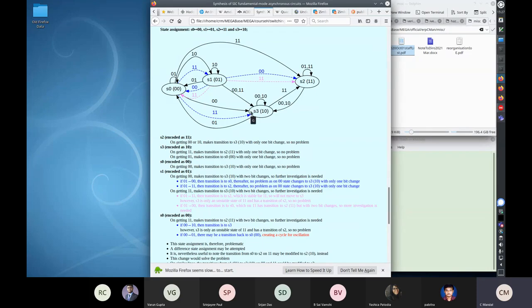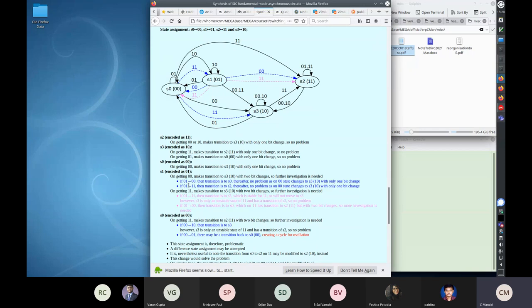But that's not the only possibility. It can also change to 1 1 and then change to 1 0. So let us see what happens if it changes to 1 1.